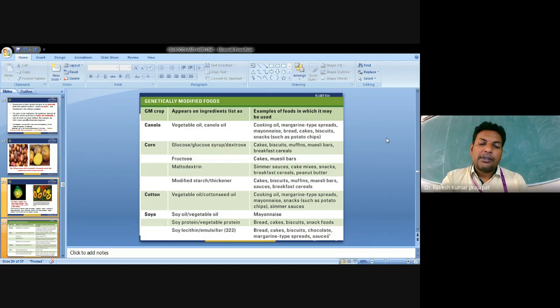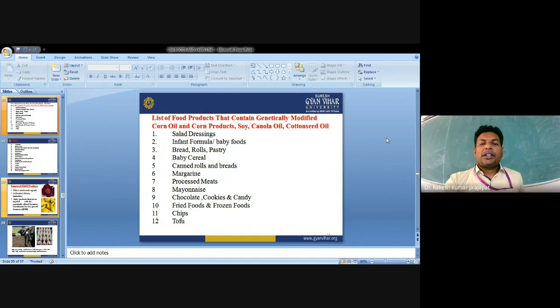Cotton vegetable oil, or cottonseed oil, is used for cooking oil, margarine-type spreads, mayonnaise, snacks, and simmer sauces. Soya oil, vegetable oil, and mayonnaise. Soya protein, vegetable protein, and soy lecithin emulsifier are used in bread, cake, biscuits, snack foods, etc. This is a list of food products that contain genetically modified corn oil and corn products, soya, canola oil, and cottonseed oil. These are the different GM food products which are available in different formulations.